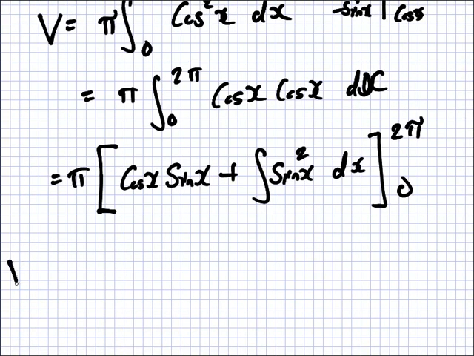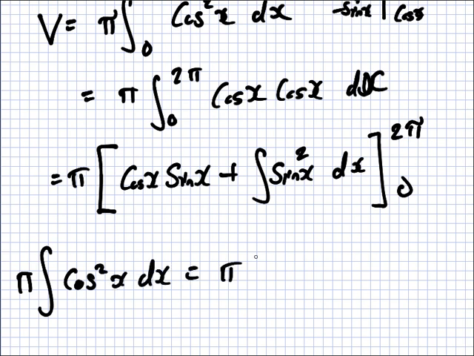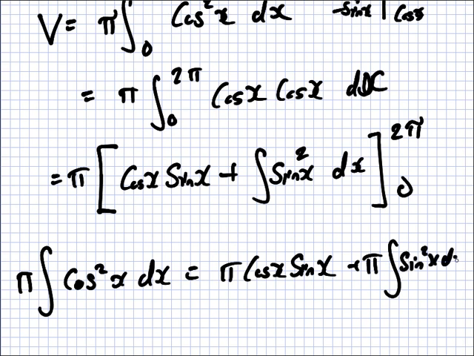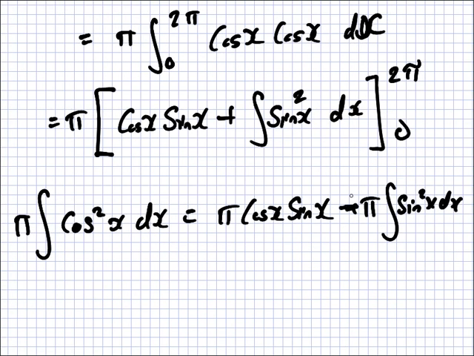So, V equals pi. No, let me be clear. Pi integrate cos squared x dx equals pi cos x sine x plus pi integrate sine squared x dx. So what do I do next? I want to continue with this integration. What do I do next?